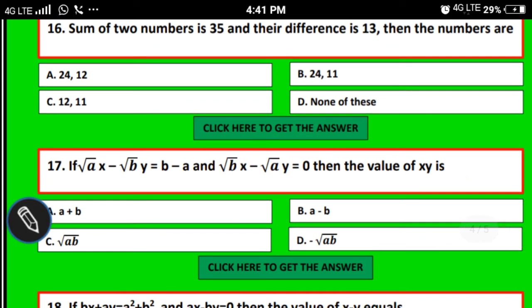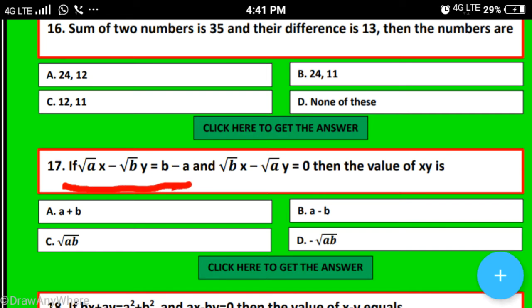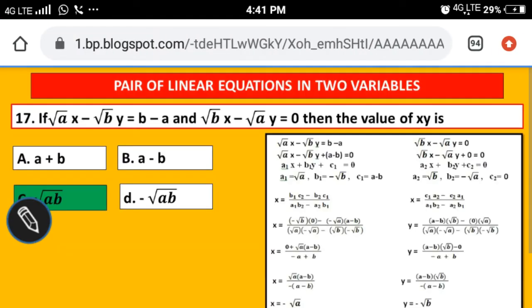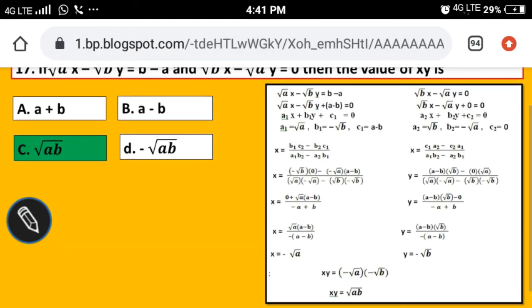Then the 17th question is: if root a x minus root b y equals b minus a and root b x minus root a y equals 0, then find the value of x into y. See, here the solution is a little lengthy.